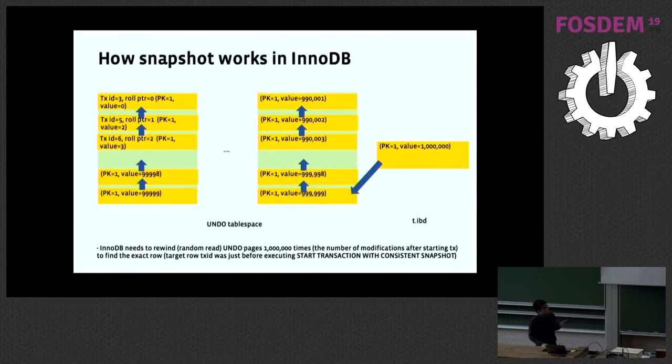This is explaining how snapshot works in InnoDB. InnoDB has the latest record here, but in the undo space all the record changes are tracked, from the original value 0 to 1, 2, 3, 4, 5, and so on, up to 1 million. So InnoDB tracks the undo histories in a list. To get the consistent state, it has to rewind the whole list up to the snapshot time. In this case it's 1 million times, which is very expensive, and it may take hours just to return this single value.